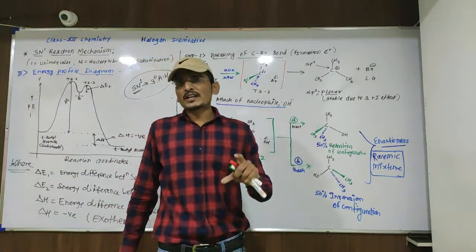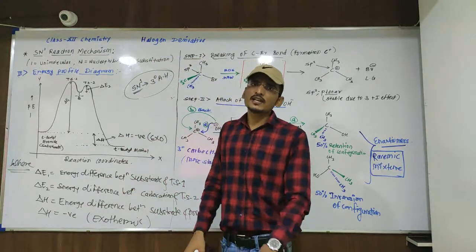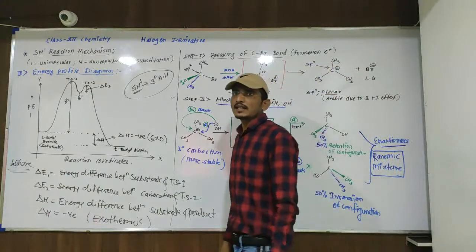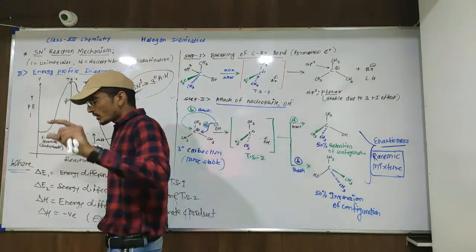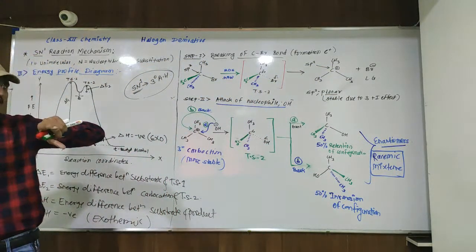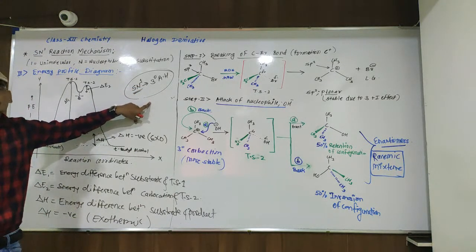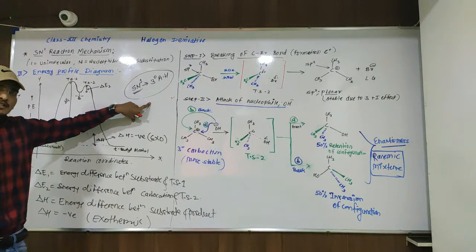In the next lecture, we will see the rate of the Sn1 and Sn2 reaction with primary alkyl halides, secondary alkyl halides and tertiary alkyl halides. Okay. So there are some important points here. What is the Sn1 reaction? It is a unimolecular nucleophilic reaction. What is the order of reaction? It is a first order reaction.